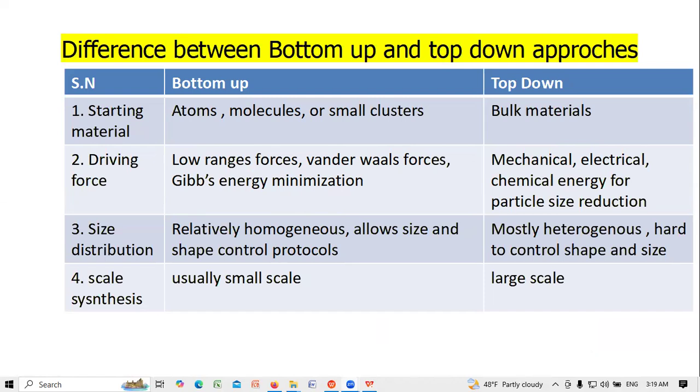Driving force: long-range forces, van der Waals forces, giving energy minimization in bottom-up; mechanical, electrical, and chemical energy for particle size reduction in the case of the top-down approach. Size distribution: relatively homogeneous, allowing size and shape control protocols, used in the bottom-up approach. In the case of top-down, mostly heterogeneous, hard to control shape and size. Scale of synthesis: usually small scale in the bottom-up. In the case of top-down, large scale.